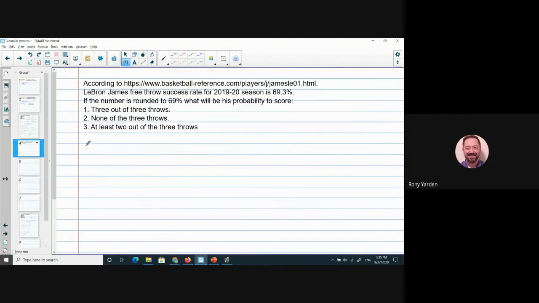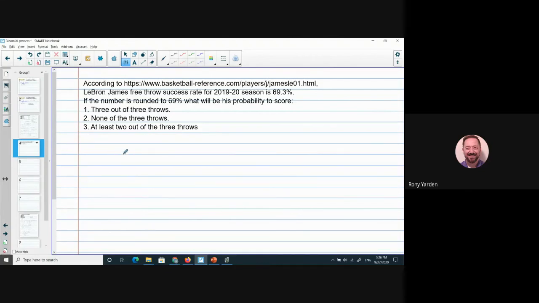Next question. According to basketballreference.com, the stats of LeBron James' free throw success rate for the season of 2019-2020 is 69.3%. I rounded it to 69 just to make it an easier problem. And this is our question. What is the probability that he will score 3 out of 3 throws? He will score all of them. The second question is none of the 3 throws. And the third is at least 2 out of the 3.